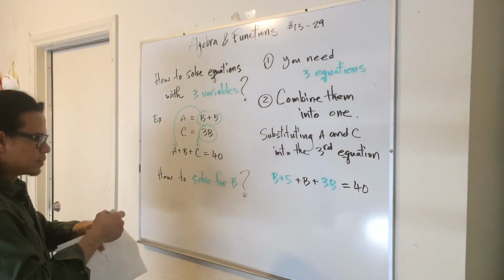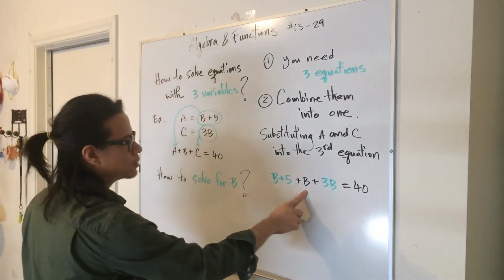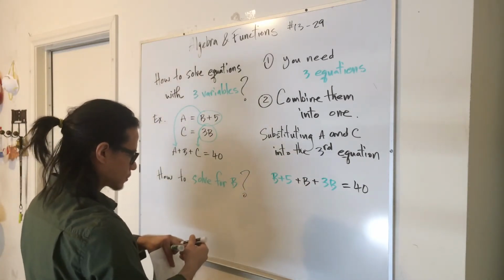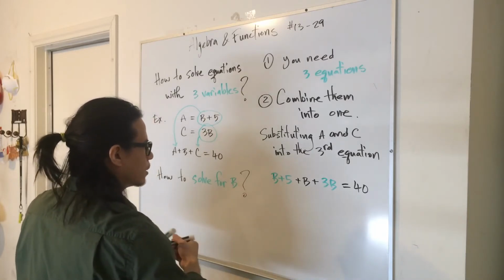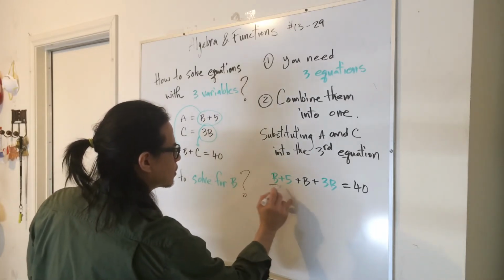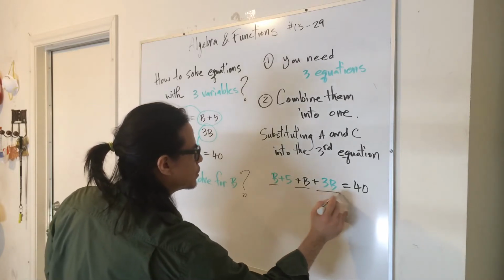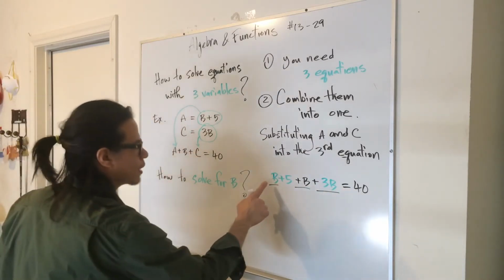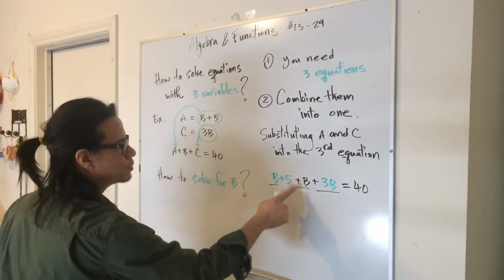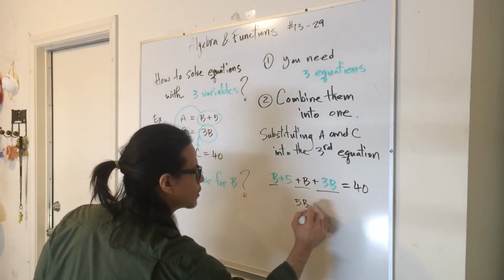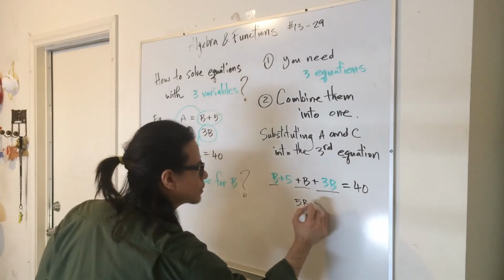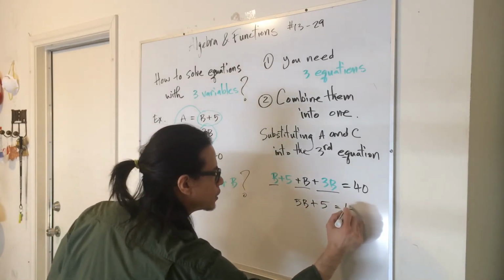Okay. Now, as you can see, you have one variable, and that is b. We can combine the like terms. Okay. So you have b plus 3b. Okay. 1b plus 1b is 2b, plus 3b is 5b, and then plus 5 equals 40.